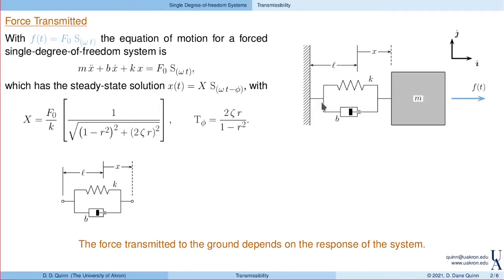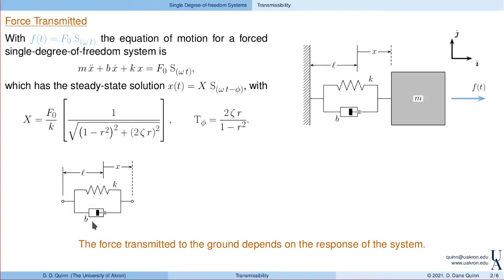If there was no foundation, no elastic suspension here, in that case, whatever force is applied is directly transmitted to the ground. However, once we put an elastic foundation, then the forces that are actually transmitted through this spring damper combination are not necessarily the same as the applied load. So let's go and look at a free body diagram.